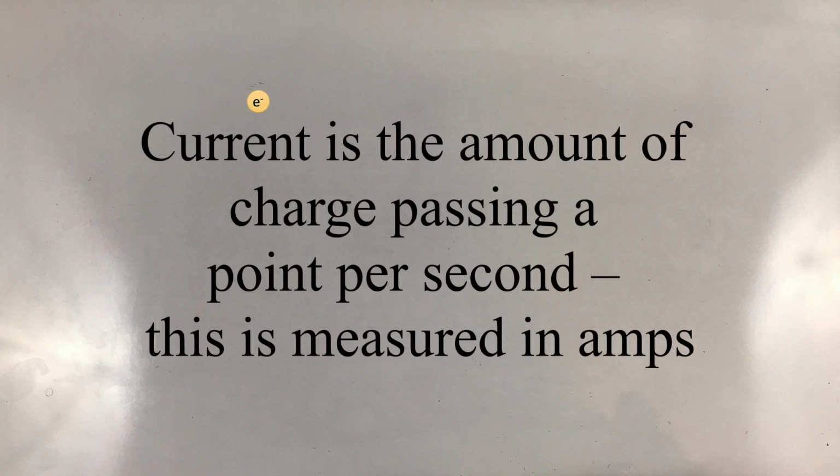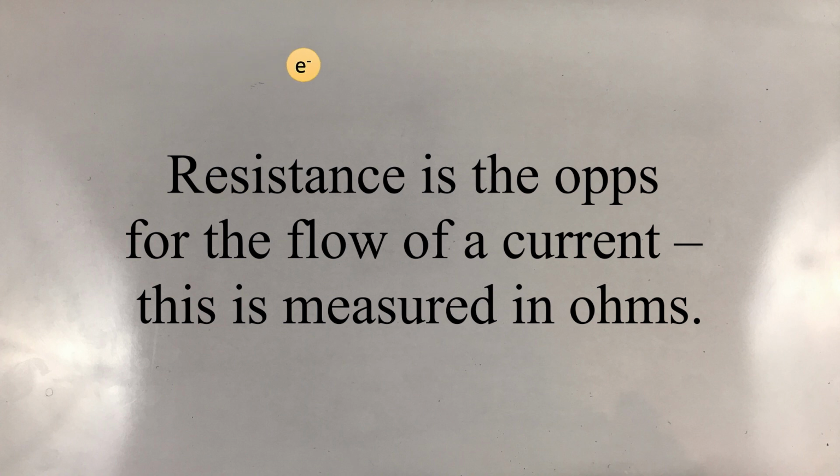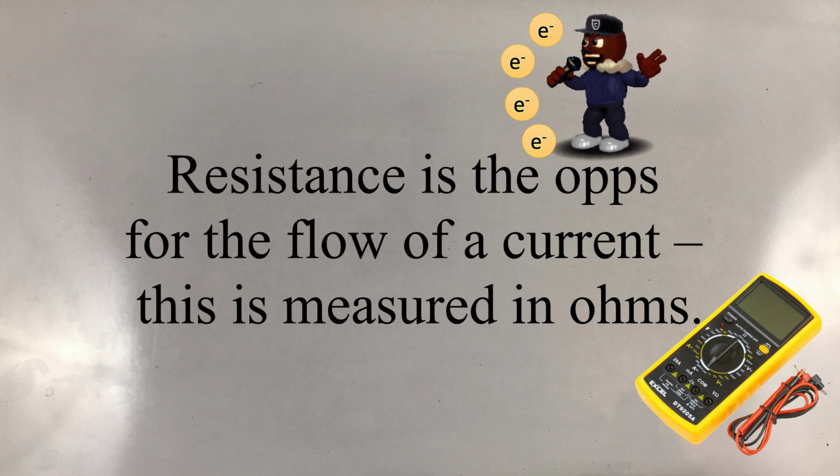Alright, quick summary. Current is the amount of charge passing a point per second, and we measure this in amps. Potential difference is the amount of energy transferred by the electrons, and this is measured in volts. Resistance is the opposition to the flow of a current, and we measure this one in ohms.